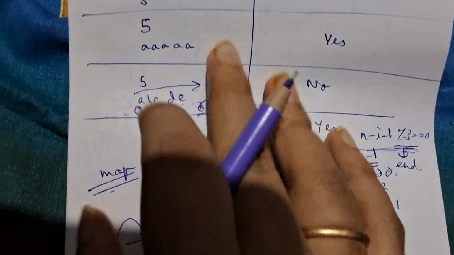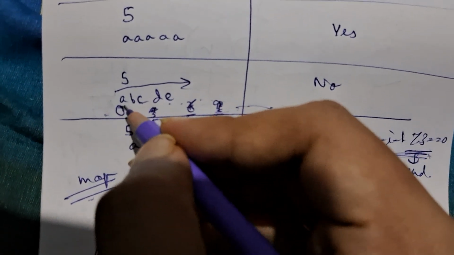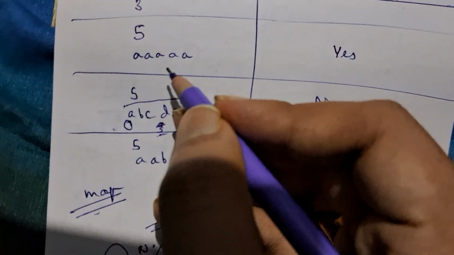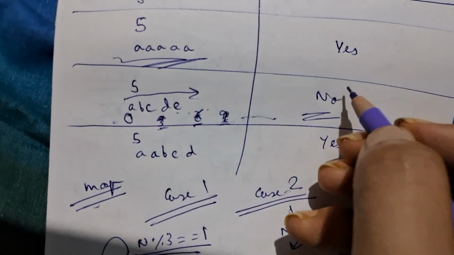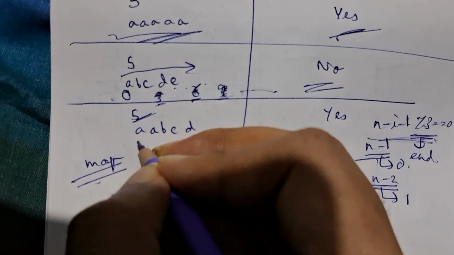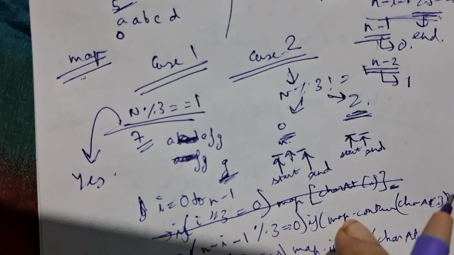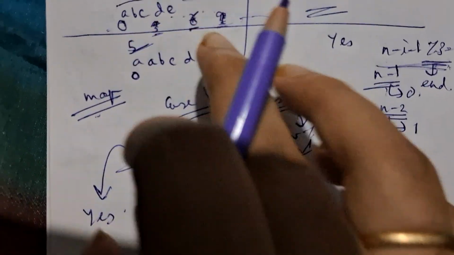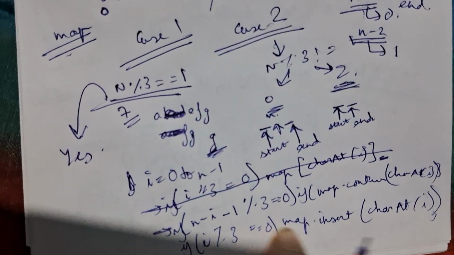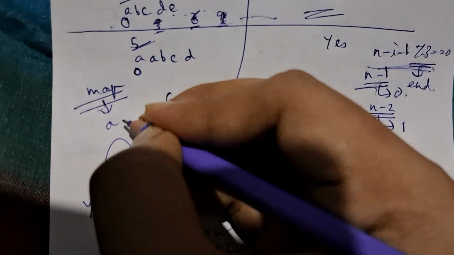So let's do it with this example. This one, A, B, C, D, E. In this case you can't see any duplicates, so it's a direct no. And in this case you are seeing every duplicate, so that is a complete yes. So let's do it with this position. At the 0th position, first we check if the map contains A or not. The map is initially empty, so the map doesn't contain A. But since 0 is divisible by 3, we insert A in the map.